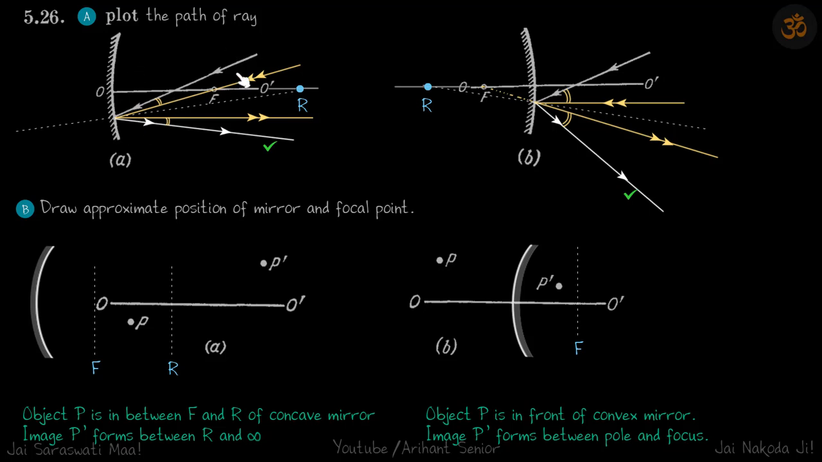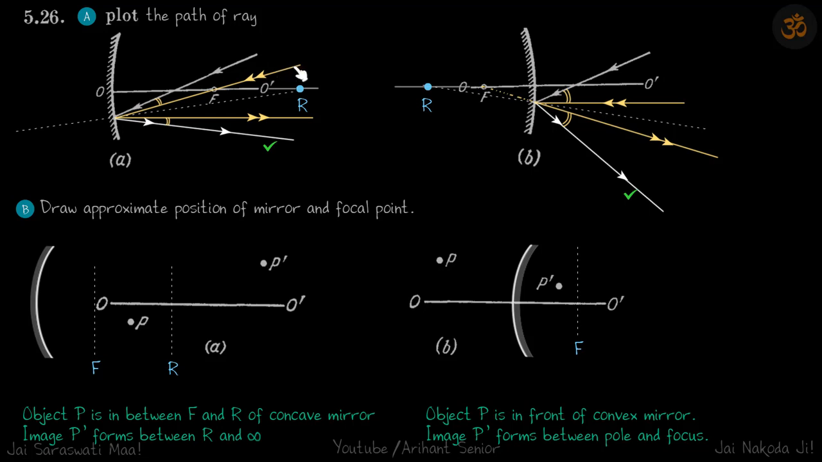So we are given a mirror and an initial ray like this, and the focus is given. We need to plot the path of the ray. To accurately plot the path, let's pass one line through the focus which meets the same point here.